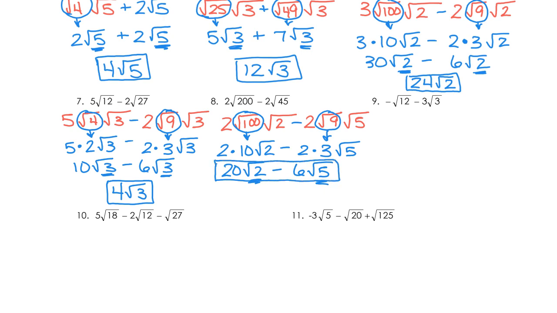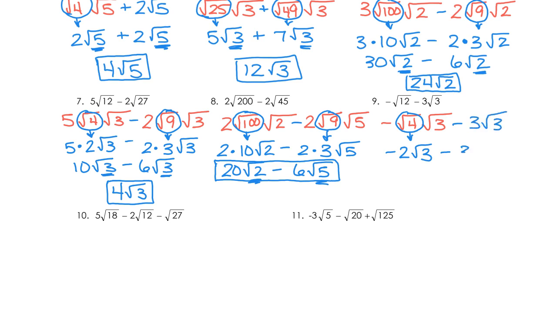Okay, number 9. We have a negative. Square root of 12 is going to get broken up into 4 and 3. We'll circle the square root of 4. That becomes 2. All right, keep the minus sign. And this is already as simple as it goes.